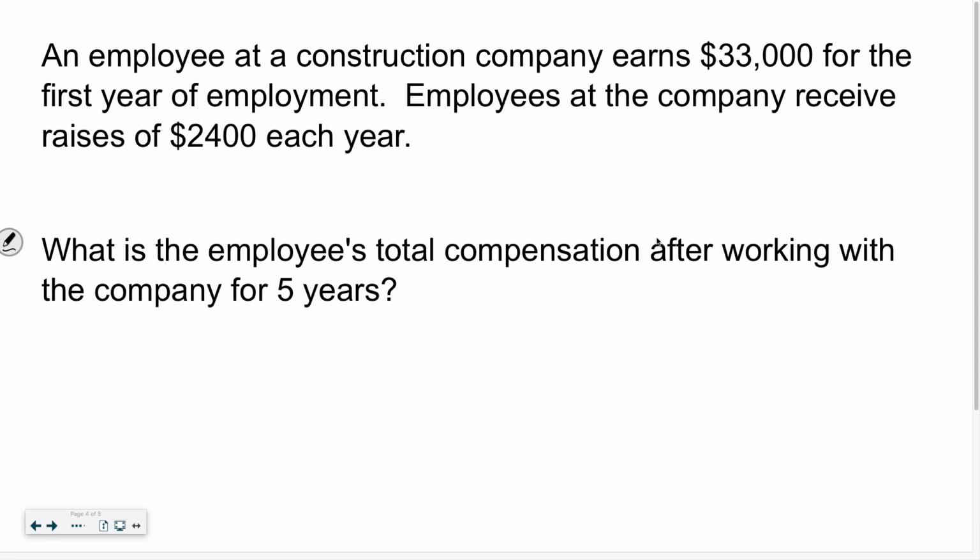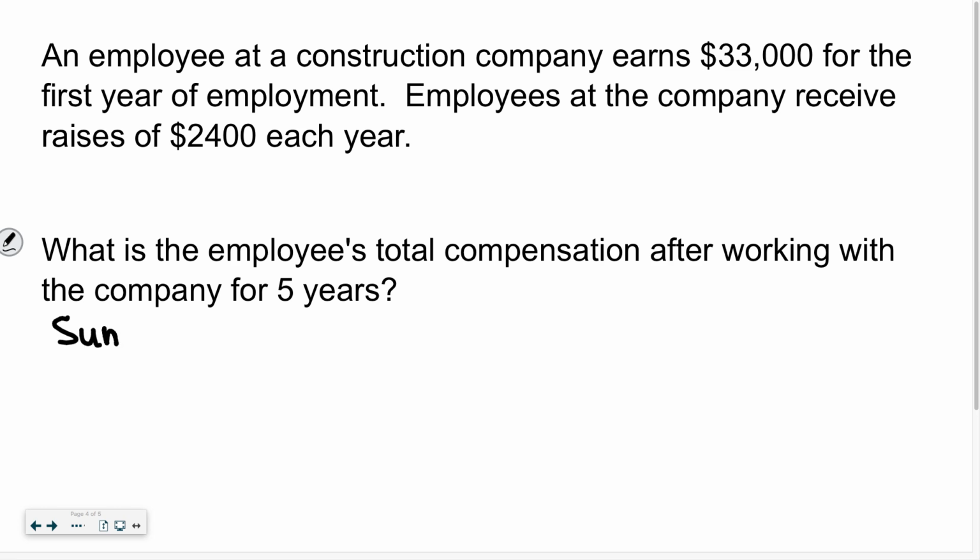Okay, an employee at a construction company earns $33,000 for their first year of employment. Employees at the company receive raises of $2,400 each year. What's the employee's total compensation after working with the company for 5 years? So this was a lead-in from your quiz on Friday, if you'll remember. It's kind of like working you up to what we're doing this week, which is series. Okay, so you could do it without all of my information.